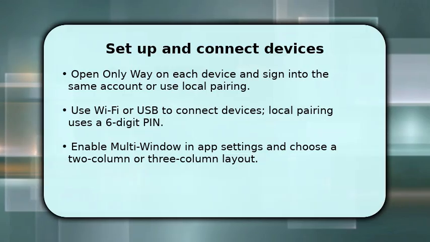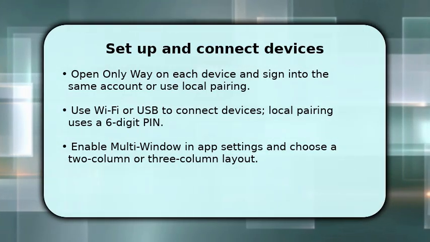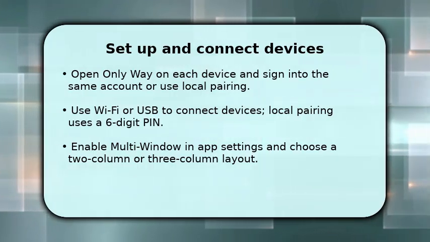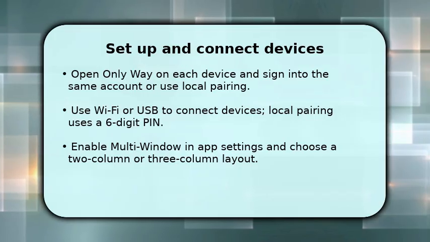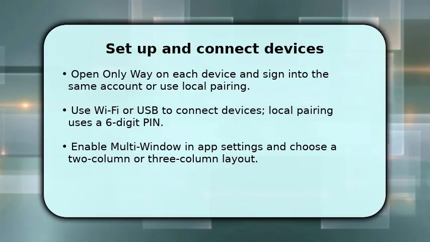For local pairing, choose Pair Device and enter the 6-digit PIN shown on the host device. Connect over the same Wi-Fi network or attach via USB for lower latency. Next, open Settings and enable multi-window to allow tiled layouts and app snapping.